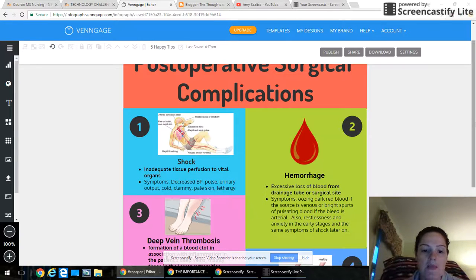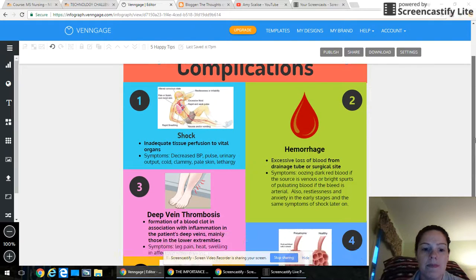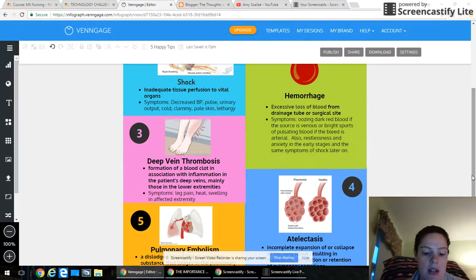Another complication is deep vein thrombosis, or DVT. DVT is the formation of a blood clot in association with inflammation in the patient's deep veins, mainly those in the lower extremities. It may occur due to many factors, including trauma during surgery, pressure applied under the knees, or sluggish blood flow during and after surgery. Certain risk factors place patients at an increased risk for DVT as well.